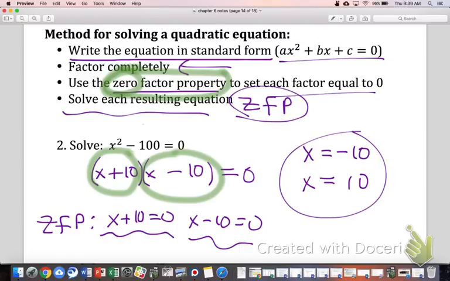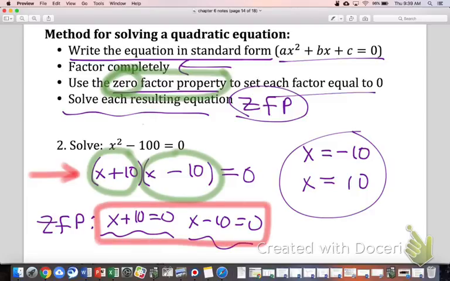Can I give you an idea about what I would expect to see on a quiz or a test? I hope this would be of interest to you. I would want to see for sure that you factored the expression correctly. I want to see correct factoring. And I want to also see the zero factor property step where you set each factor equal to 0. So I want to see x plus 10 equals 0, x minus 10 equals 0. And then, of course, finally, I'd want to see the answers. Does that make sense? Okay, cool.